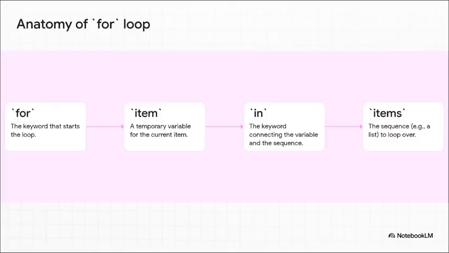And the syntax is just beautiful. It's so readable. You start with the keyword for, then you make up a temporary variable name. A good habit is to use the singular version, like item. Then you have the keyword in. And finally, the collection you're looping over, usually with a plural name. So it literally reads like a sentence, for item in items.